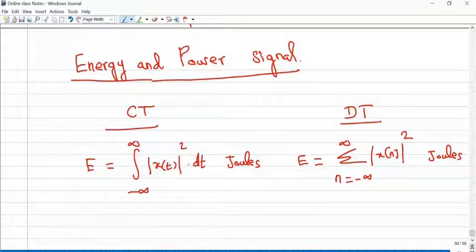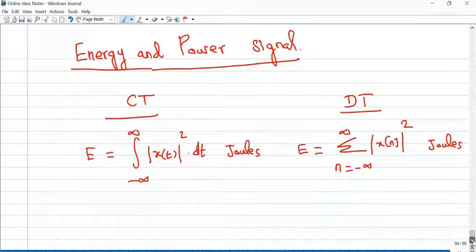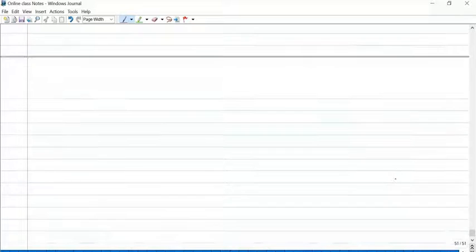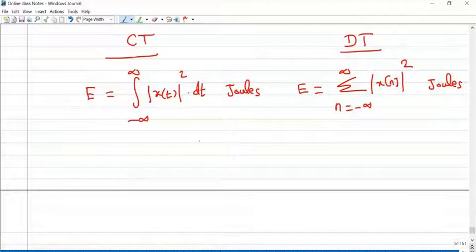Okay. So remember the formula to find the energy of a given signal. Continuous cases, integration minus infinity to infinity. Actually, limit t tends to infinity, then integration minus T to plus T. But anyway, in energy, we can substitute the infinity directly, no problem.